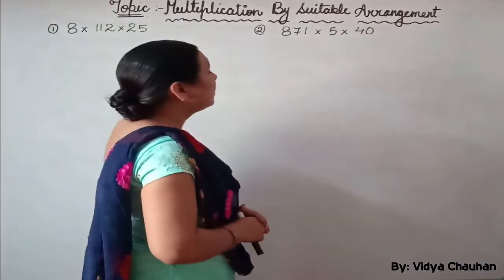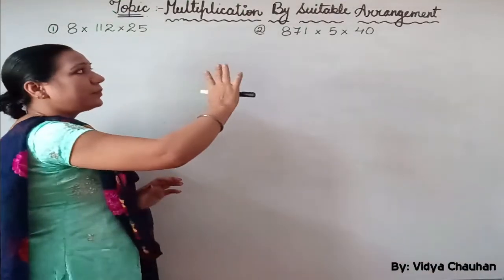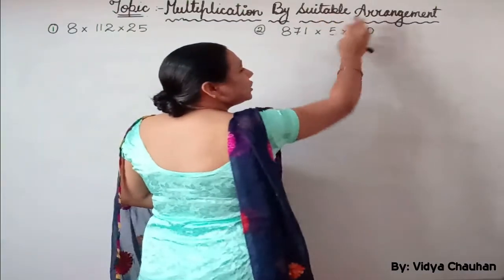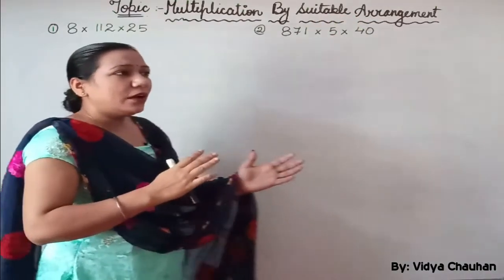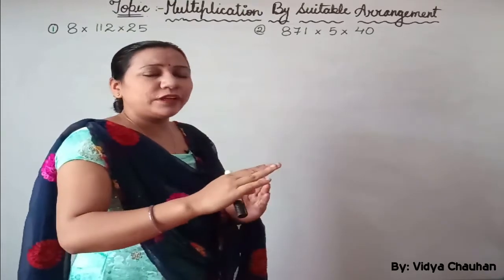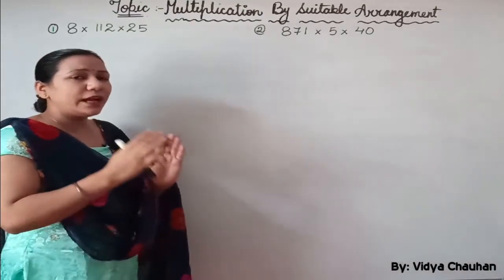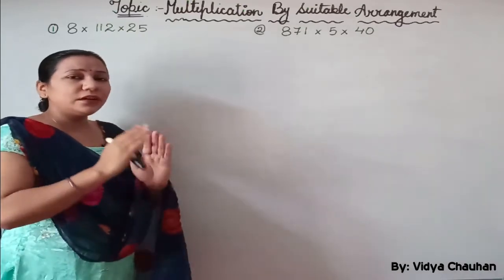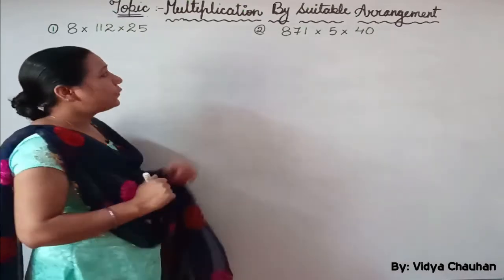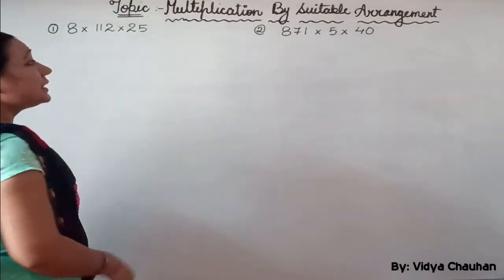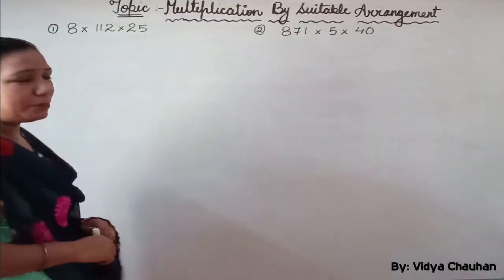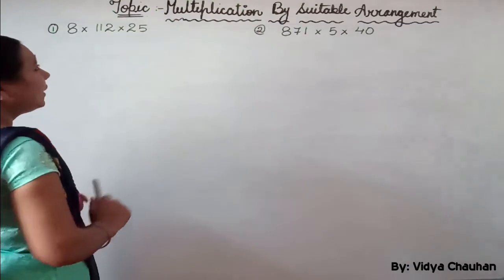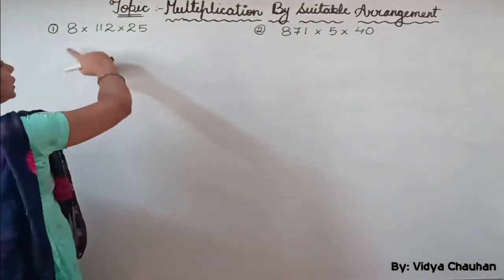This is done by arranging the numbers. As you can see, suitable arrangement. We do not only prefer the given order of the numbers, but we can change the order and solve it with minimum effort and in a very easy manner. For that, I have taken two examples. Let us solve these two examples one by one and understand the concept of suitable arrangement.